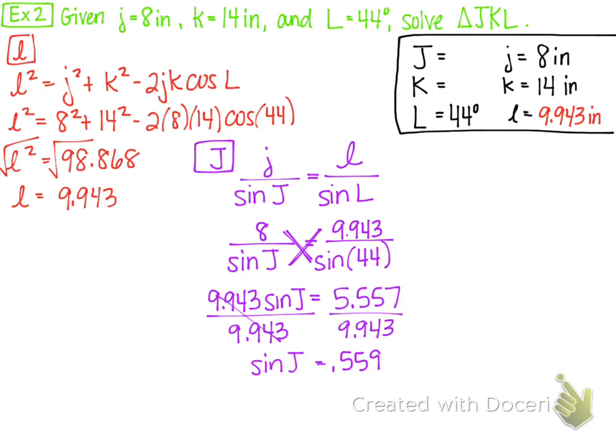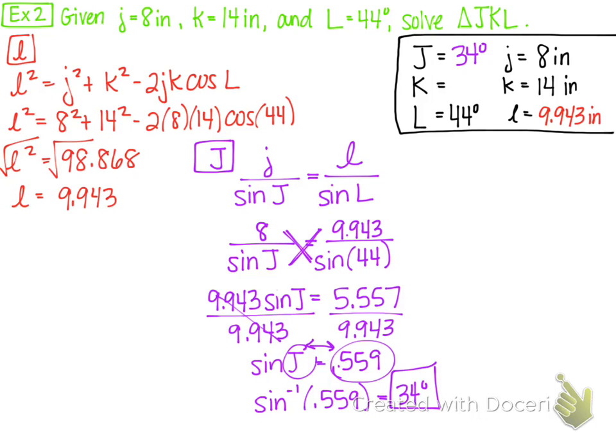So then lastly, we've got to do our little switcheroo. Take these, switch them, and we're going to do the inverse. And we get 34 degrees. So that is big J.